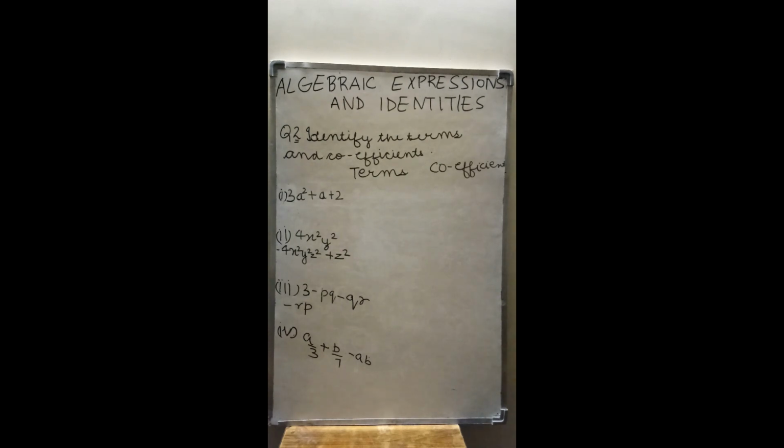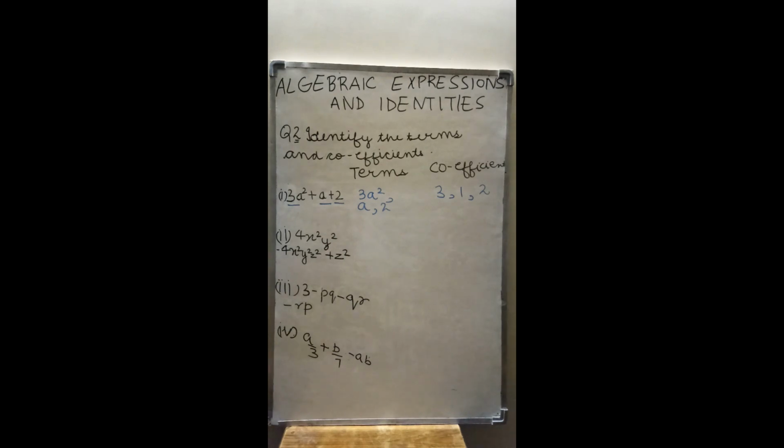So question number 2 is to identify the terms and coefficients. In this question it is saying that here are some parts and you have to take out the terms and coefficients of the same. Your first part says 3a square plus a plus 2. If you have noticed, in this expression there are 3 terms: 1, 2, 3. So what will you write? 3a square, comma, a, comma, 2. And what will be the coefficients of the same? Now you have to write the numbers of these: 3, 1 and 2. Why have I written 1? Because if a variable is alone, it is considered as 1.